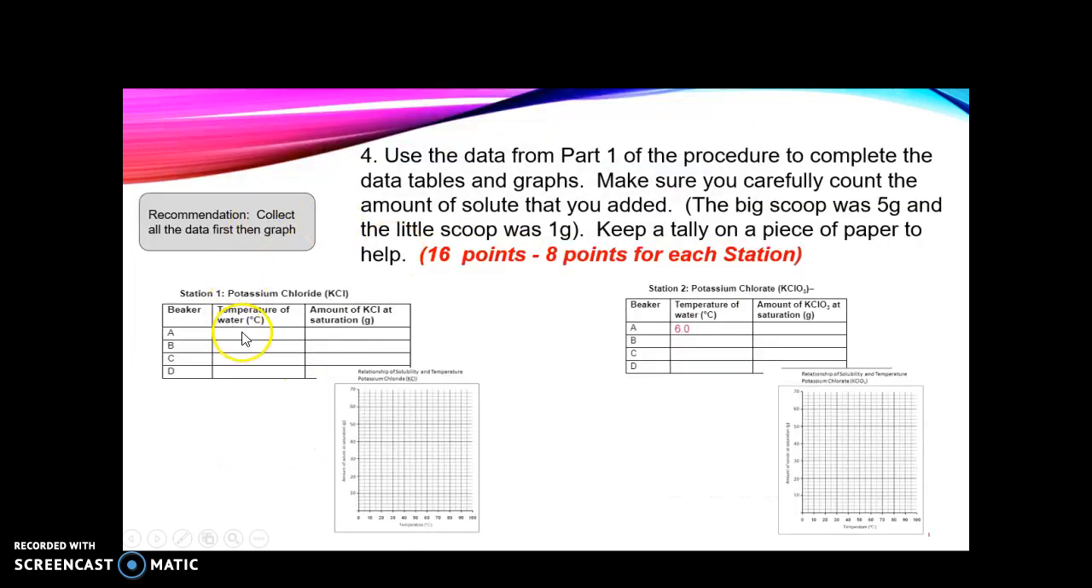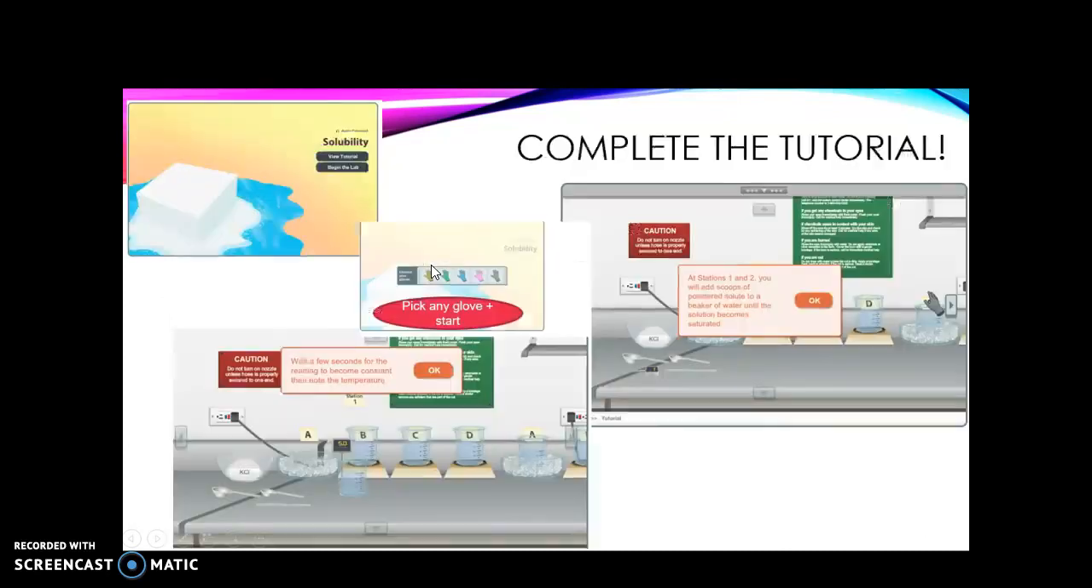And we have for the first part, 2 data stations and a graph. So the first thing we're going to want to do is collect the data and then graph. And then notice the points. Very large amount of points here. So you're going to go into that solubility lab, just like I said, pick your glove. This is some snips from the tutorial. But it will talk about what you need to focus on for stations 1 and 2.